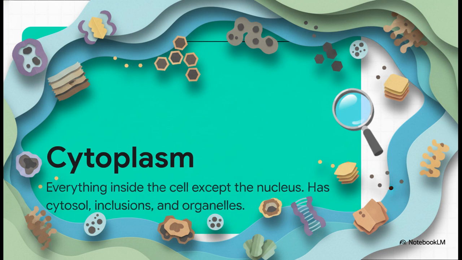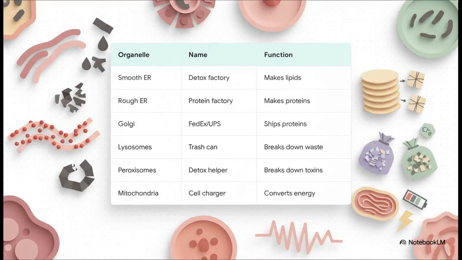Then we've got inclusions, which are basically your storage warehouses holding on to materials like glycogen, melanin, or proteins until they're actually needed. And finally, the organelles. These are the specialized buildings and factories inside the city that do the real heavy lifting. Thinking of these membrane-bound little organs with easy, functional names is honestly the absolute best way to grasp how the factory actually works.